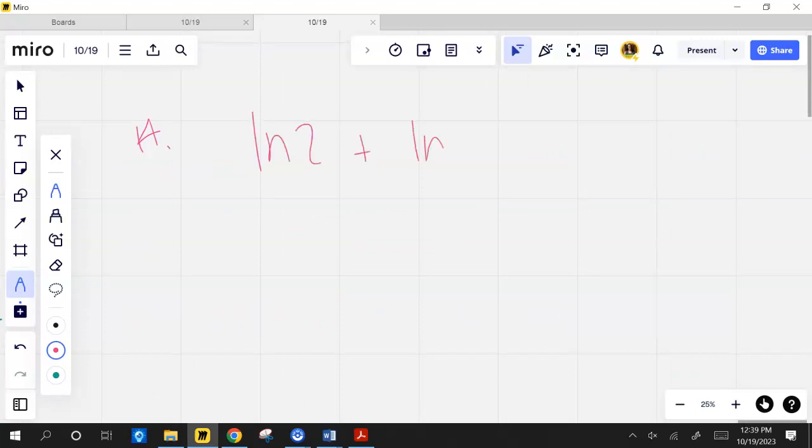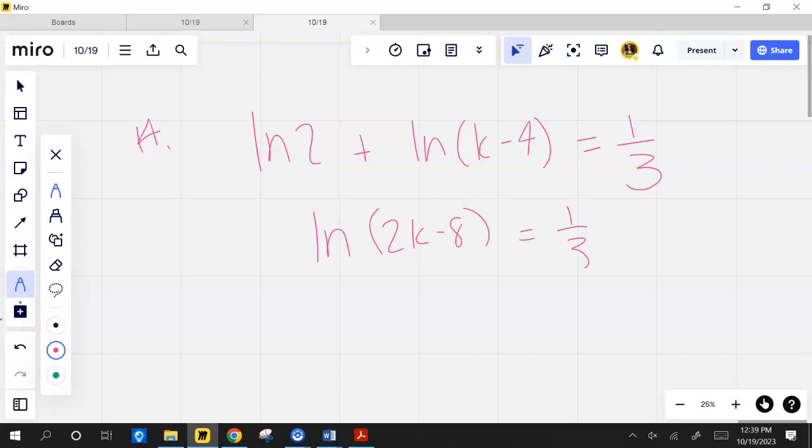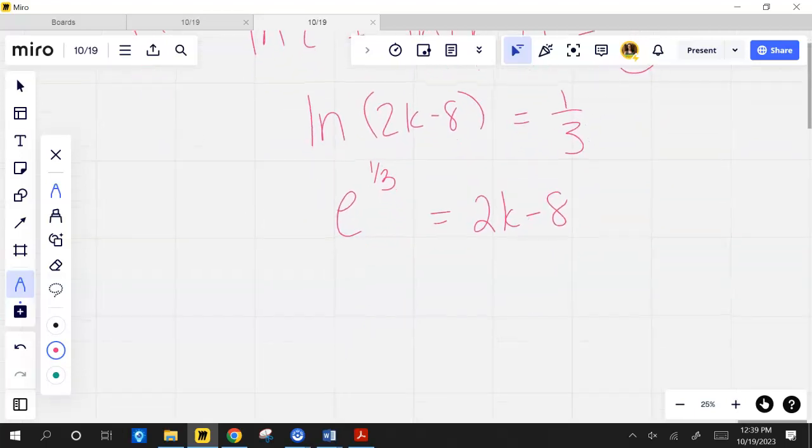Log 2 plus log k minus 4 equals 1/3 times those 2. So I get log of 2k minus 8 and then change it. I would leave the e there. I'm not going to get a decimal for it. It's too much work. I would do e to the 1/3 plus 8 over 2. And I would leave it just like that. E to the 1/3, same thing as what?